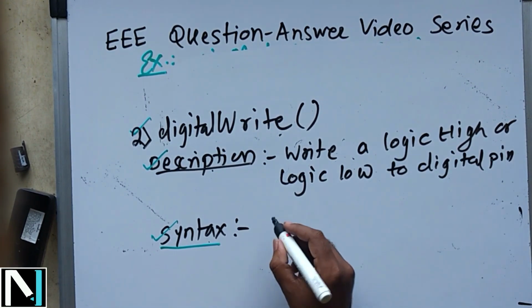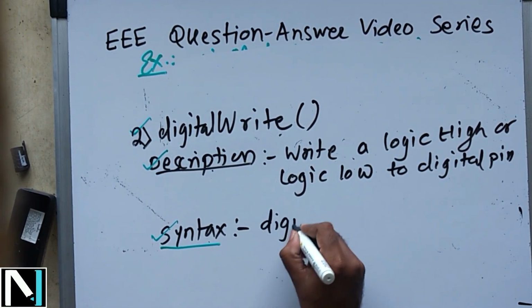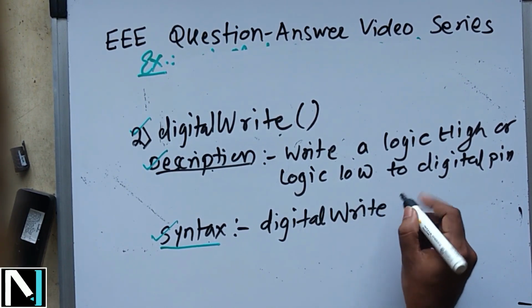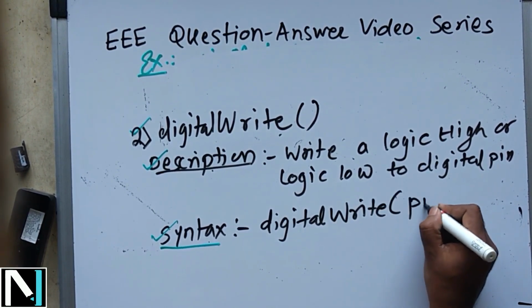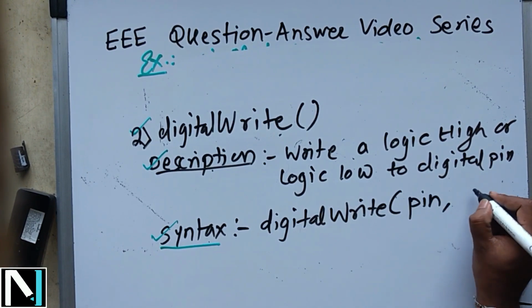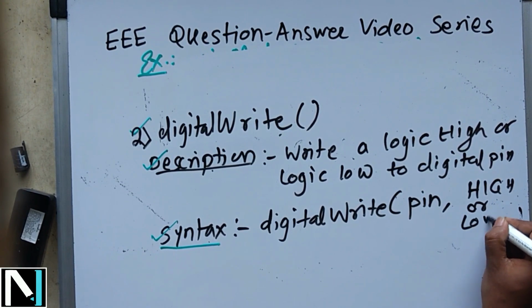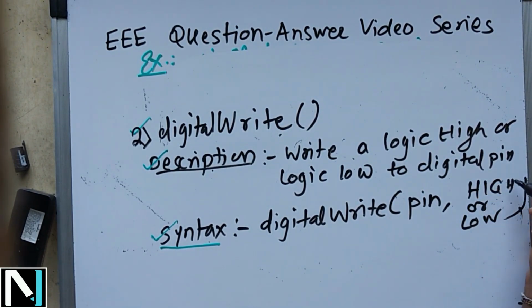Syntax, it is written in this fashion. See, digital, everything is in small, W is capital, write in bracket the pin and whether its value is going to be high or low. High means logic high and low means logic low, that is binary 1, binary 0 or plus VCC and ground.